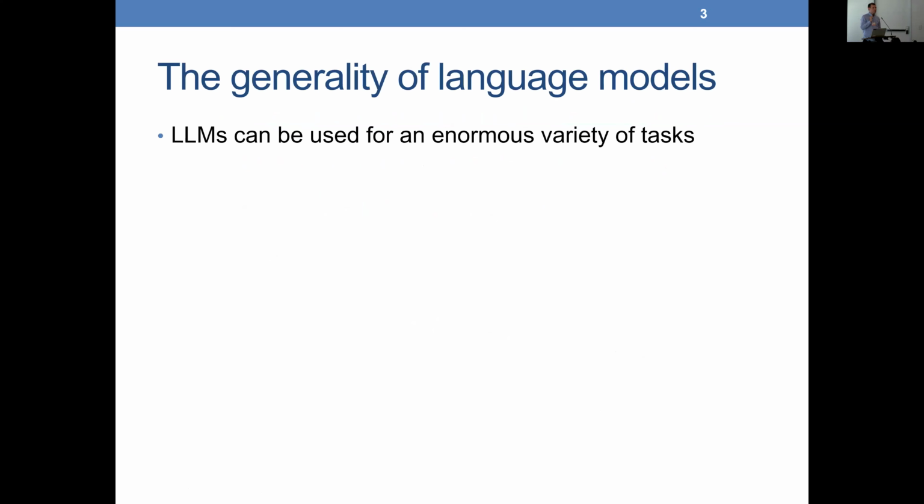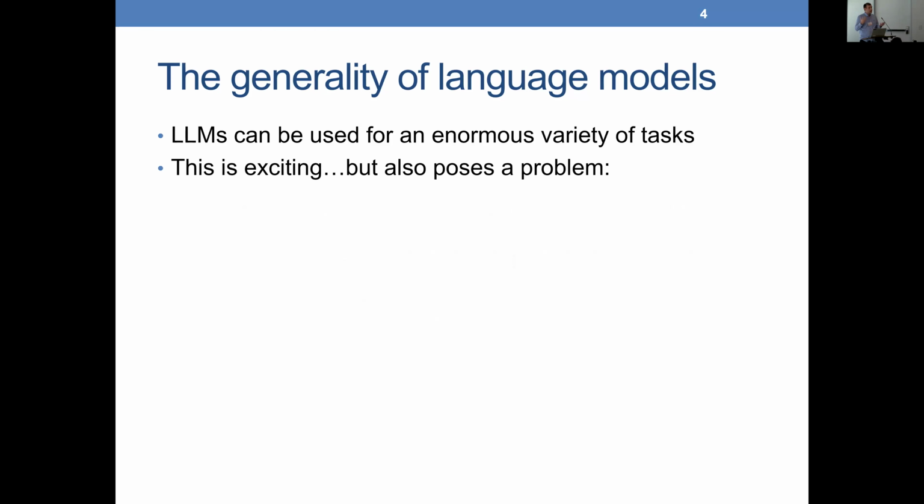Large language models can be used for an enormous variety of tasks. You can use them to produce computer code or to summarize text or to translate from one language to another. And in fact, you can, in principle, use a language model for pretty much any task because pretty much any task can be framed as a textual query. Of course, they won't necessarily do well on every task, but they can at least make an attempt on it. This generality is extremely exciting.